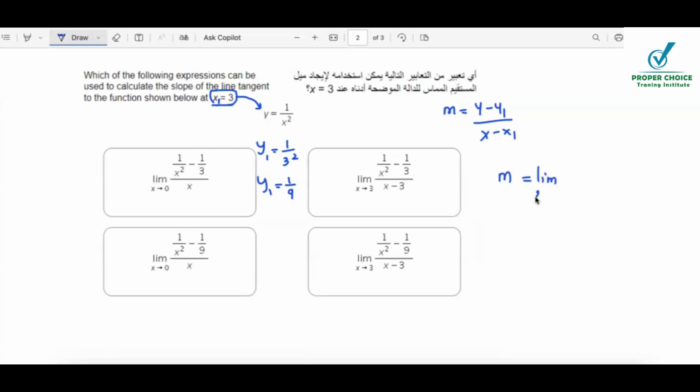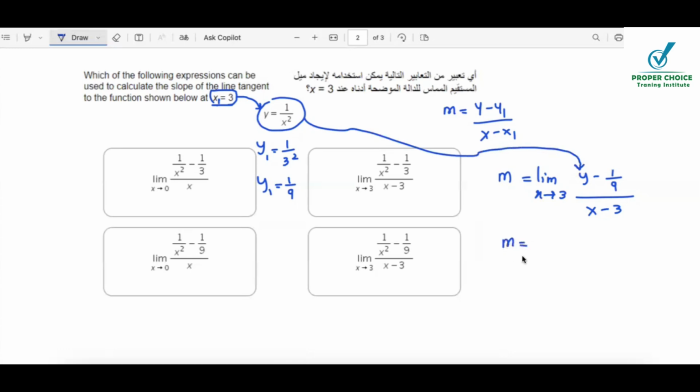Okay, x is approaching 3 because we are talking about 3. It can be written as (y minus 1/9) divided by (x minus 3). So which option is it? It is not given in this format that I am writing. So I can substitute the value of y as 1 by x square here. I can substitute for y, which is basically the given function.